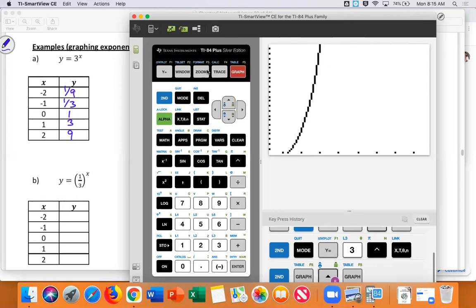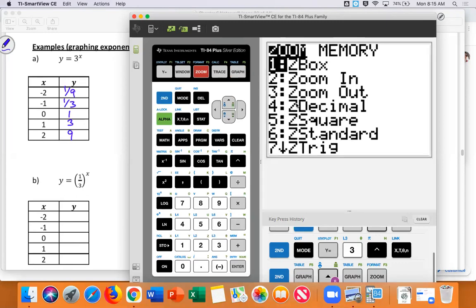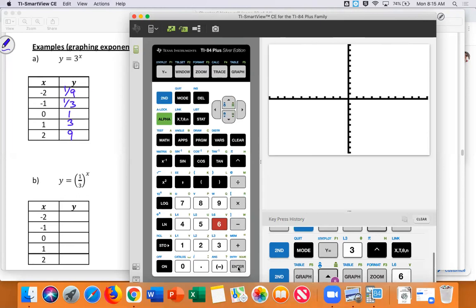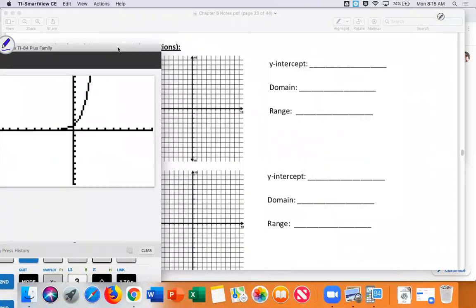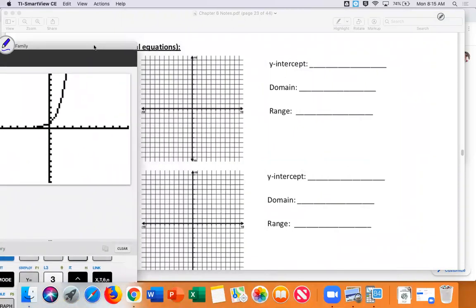Okay, if you have a funky graph like mine, we're just going to hit zoom, and we're going to go to 6 for standard. Okay, and notice I have what my graph looks like. So I can come here and I can plot my points, and I can compare my graph to theirs. So at 0, it was 1, 1 was 3, 2 was 9. And then we had 1/3 and then 1/9.